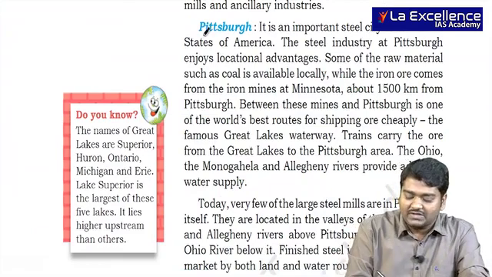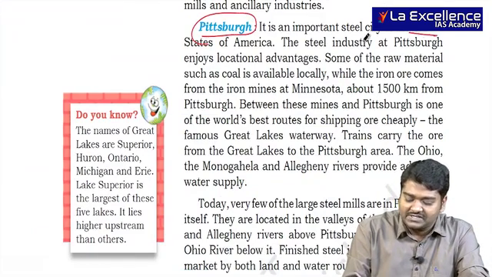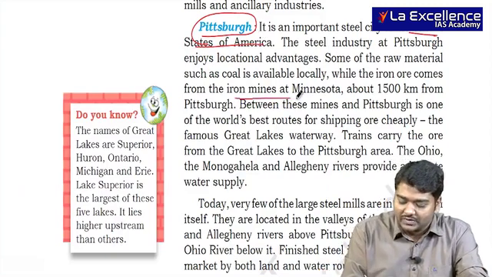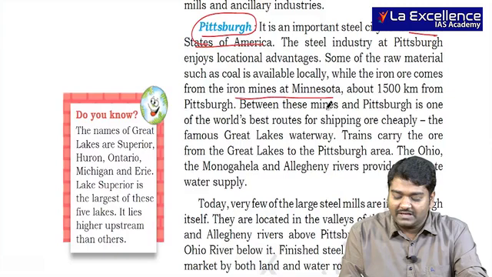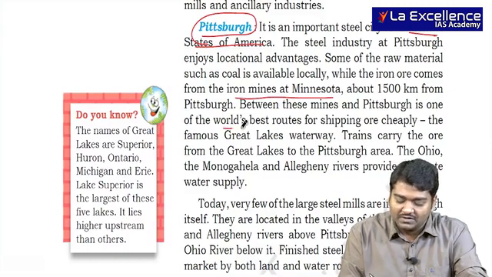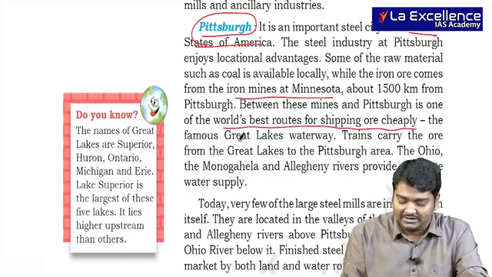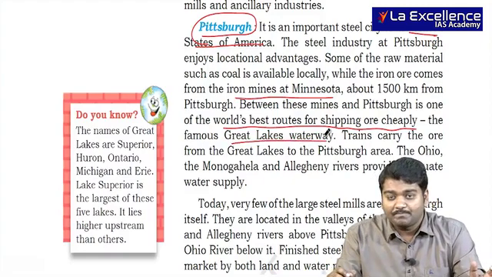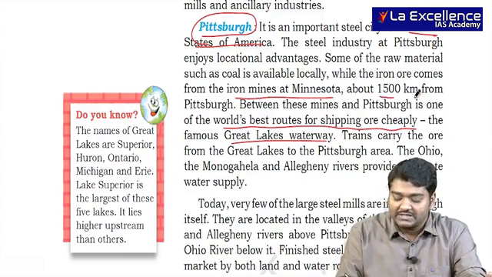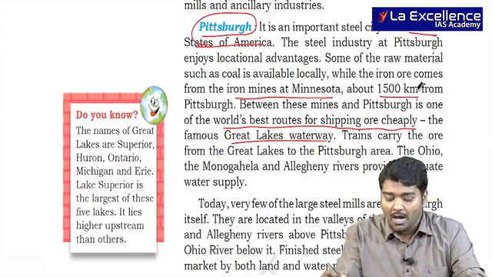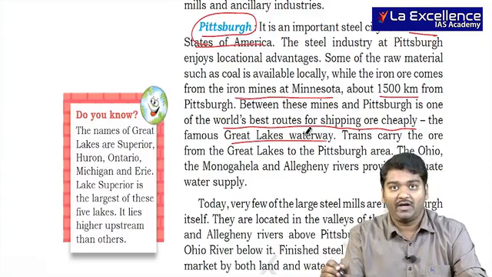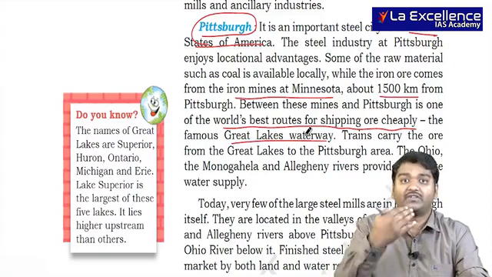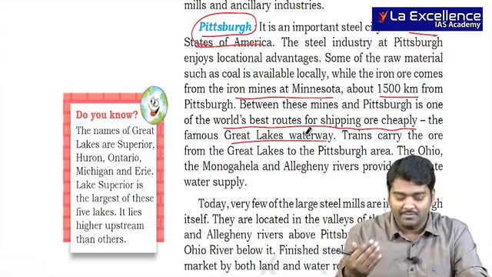Then they take the case of Pittsburgh in the United States of America, and the locational advantages are that iron ore mines were present at Minnesota. Between these mines and Pittsburgh is one of the world's best routes for shipping ore cheaply, that is the Great Lakes Waterway. I told you about the 5 Great Lakes; this was actually used even though the distance was 1500 kilometers. Because of this waterway, they could set up there and bring all the minerals there. Along with this, other industries also developed in this region.